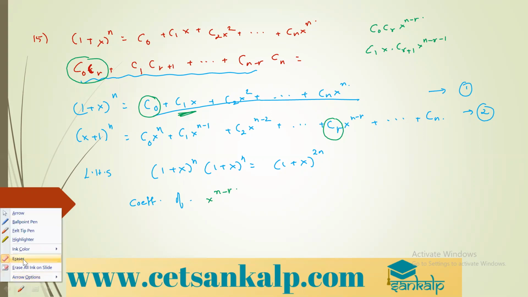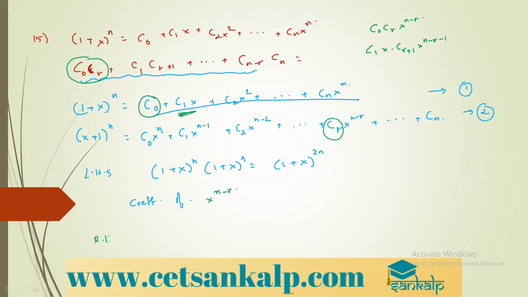I need not work at all for the right side. On the right-hand side, the coefficient of x power n minus r, I will get by multiplying C0 and Cr, then C1 and Cr plus 1. Similarly, if you take C2x square and Cr plus 2 x power n minus r minus 2, I will get the coefficient of x power n minus r. So multiply C2 and Cr plus 2, and so on up to Cn minus r and Cn.